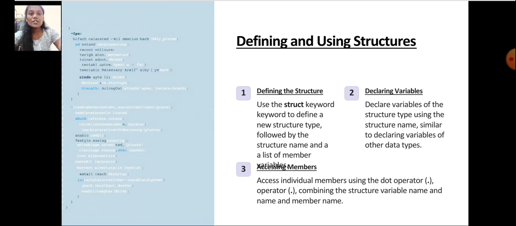Defining and using structures. Defining the structure. Use the struct keyword to define a new structure type, followed by a structure name and a list of member variables. Declaring variables. Declare variables of a structure type using the structure name, similar to declaring variables of other data types. Accessing members. Access individual members using the dot operator, combining the structure variable and member name.